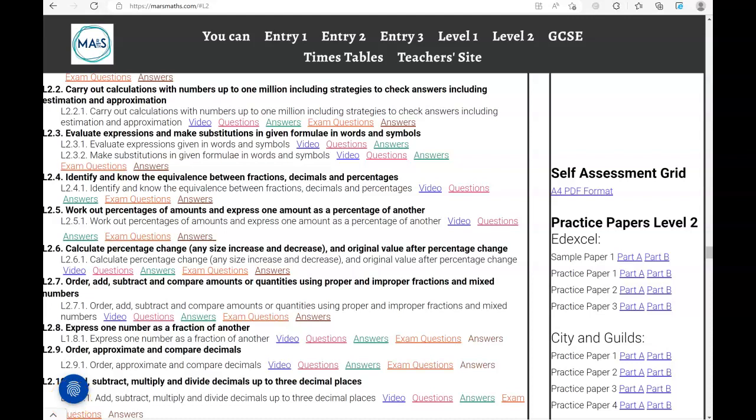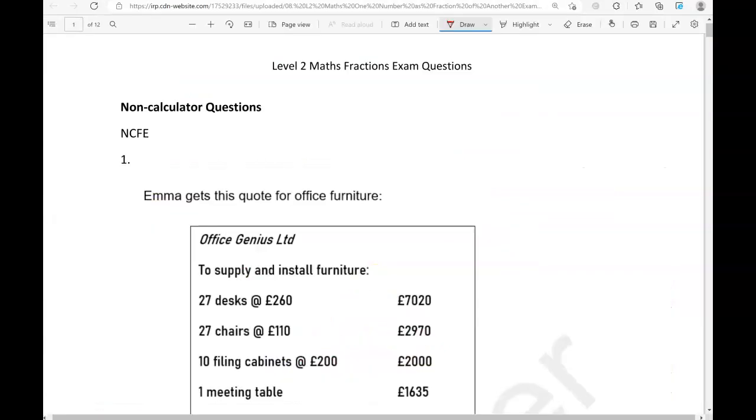In this video, we'll go through exam questions that cover the criteria express one number as a fraction of another. You can locate the questions on the mathsmaths.com website under Level 2. The questions come from different exam boards. We'll start with the non-calculated questions and then we'll move to the calculated questions. Here is the first question.